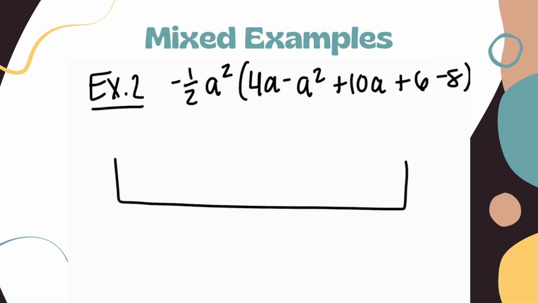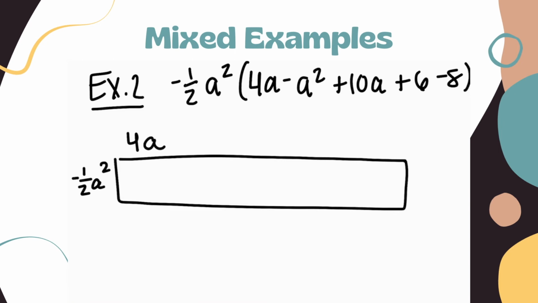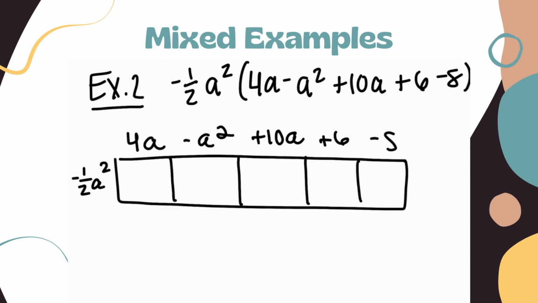So we're drawing our very long box, and we are trying to write teeny tiny because I write pretty large. So we put our negative 1/2 a squared on one side, and the 4a minus a squared plus 10a plus 6 minus 8 all on the other side, and we're splitting up everywhere we have terms separated. And terms are separated through minus signs and plus signs. And now we get some multiplying going on, right?